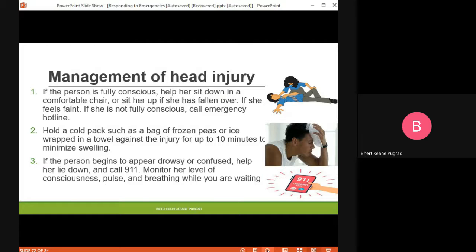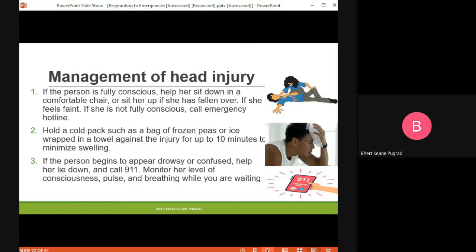If the person is fully conscious, help her sit down in a comfortable chair, okay? Or kapag nasa floor na siya, no? You do not need to lift the patient, but just position the patient, no? Lying on his back. But if she is not fully conscious, no, you need to call emergency hotline already. Next is you need to apply cold compress or apply a bag of frozen peas or ice wrapped in a towel against the injury for 10 minutes to minimize swelling.